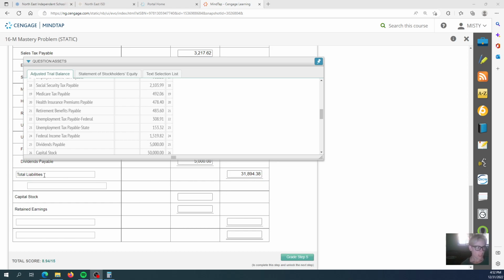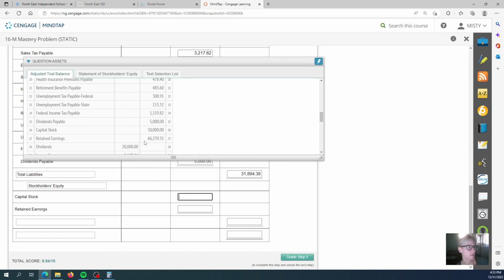All right, so we finished up our liabilities. The next category is our equity, right? It's going to be stockholders' equity. We have capital stock and retained earnings. Remember, we just calculated all of that. So we'll take a look here. We have our capital stock at 50,000. Those are our 5,000 shares, remember?